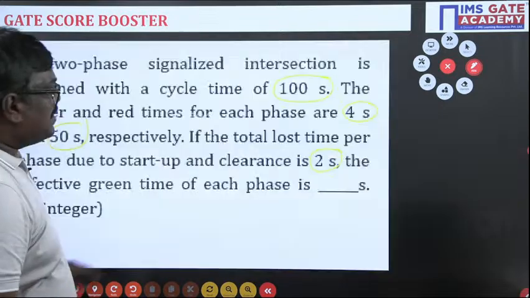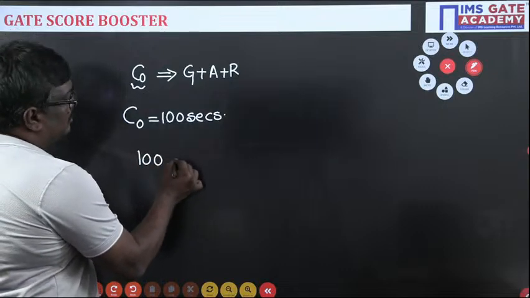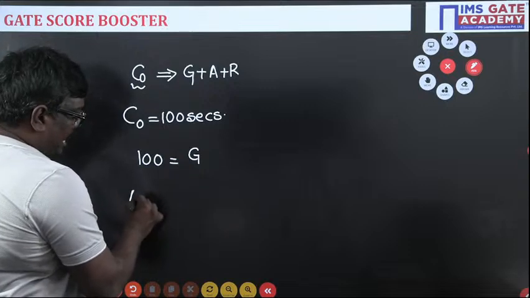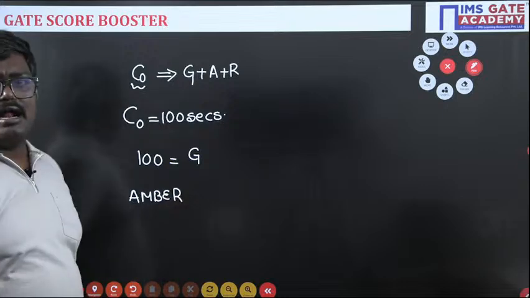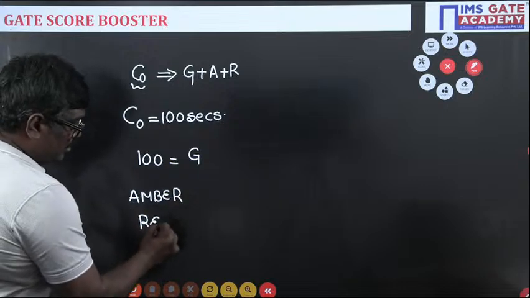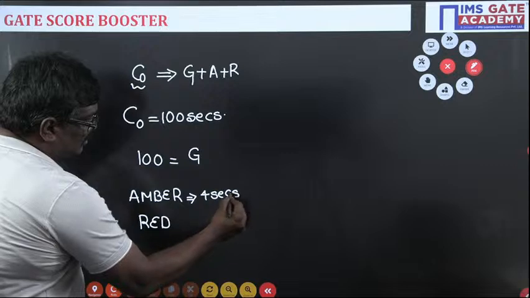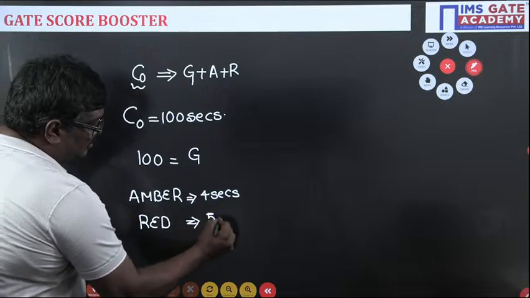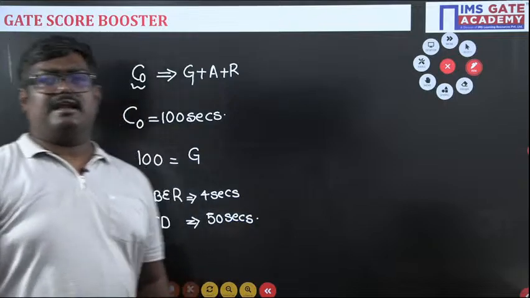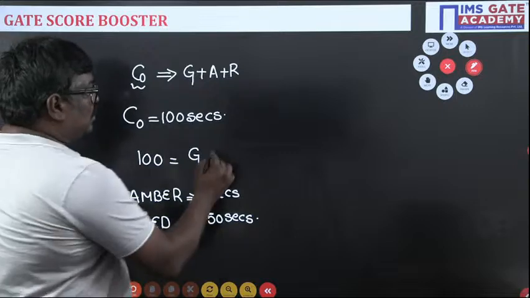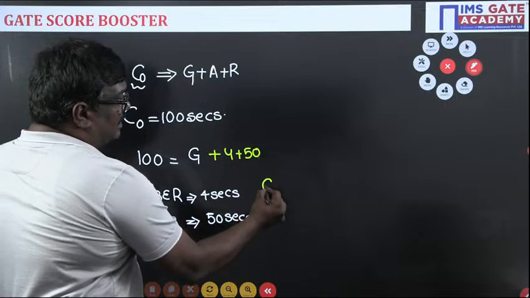And amber time is given as 4 seconds, and red time is given as 50 seconds. So 100 is equal to green time, which we don't know, plus 4 plus 50. They have given the amber and red time. So what will be the green time?